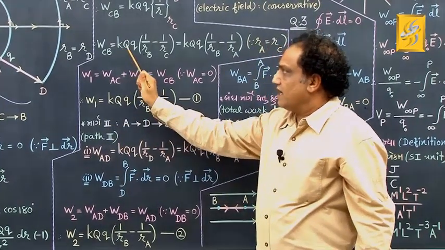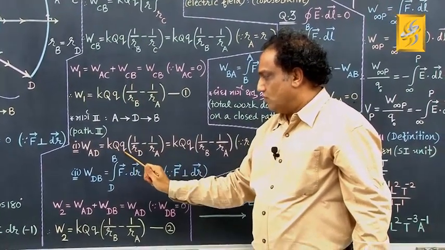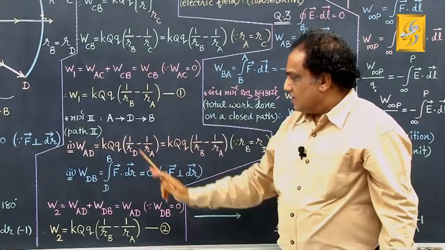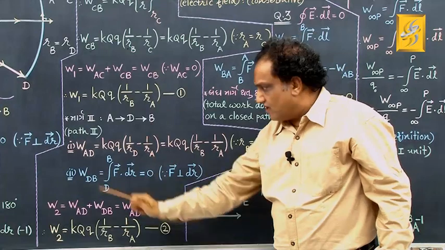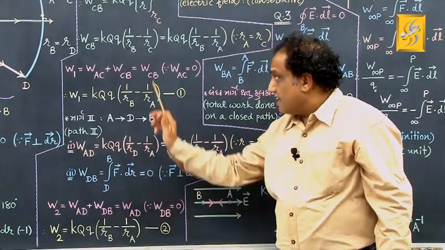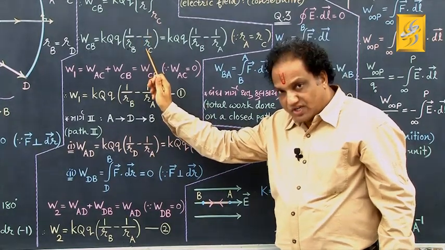So you can write the formula for this work done like this. Look here, KQq into 1 upon the distance of the final point. When you go from A to D, the final point is D, so you should write here RD, minus 1 upon the distance of the initial point.